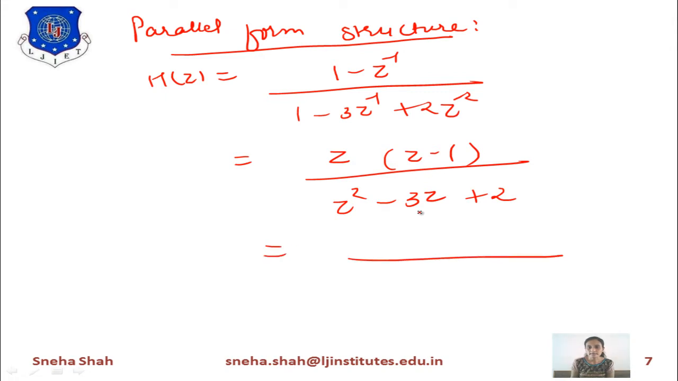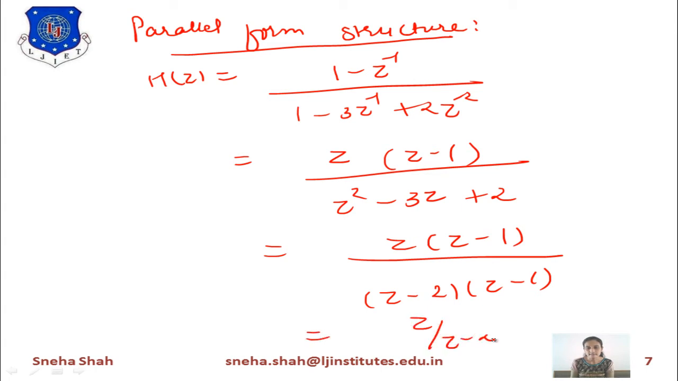Now we factorize the denominator, which gives z minus 2 and z minus 1, and the numerator is z into z minus 1. Now you can cancel out z minus 1 directly, which gives the answer z upon z minus 2.